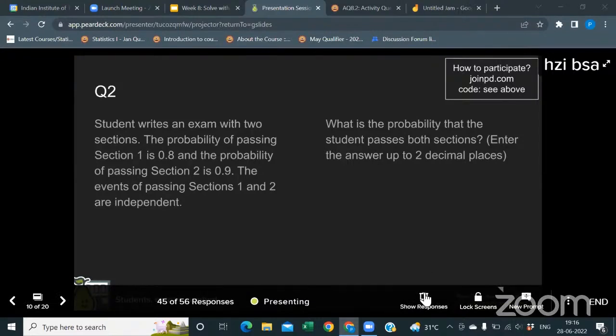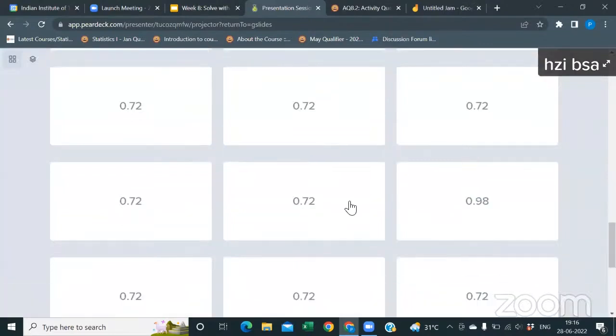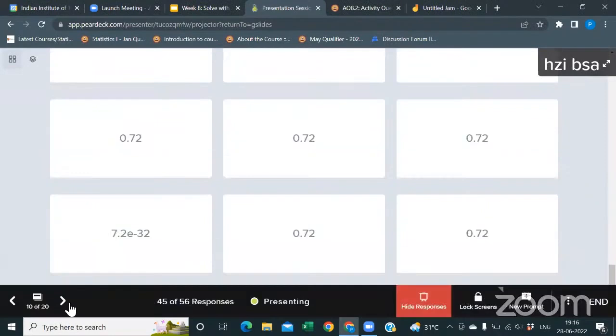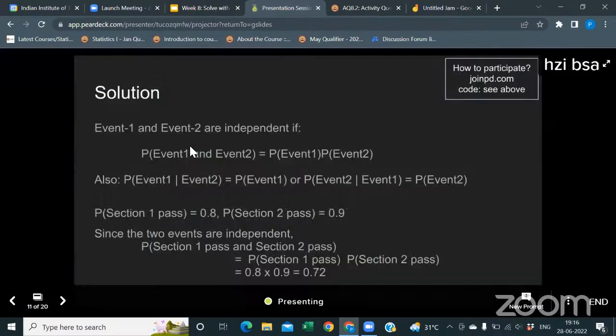Okay, 0.2, 0.72. All of you have answered 0.72. One second, the screen is blank, right? Now see here. In this, the events are independent, right? It was mentioned. So independence means what? Probability of A intersection B equals probability of A into probability of B.